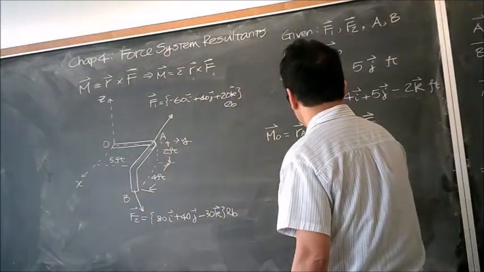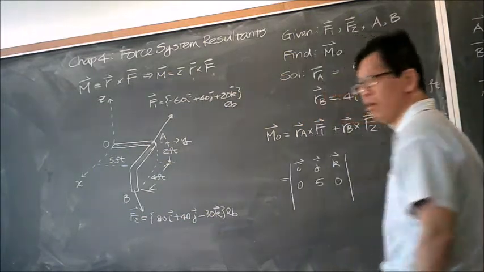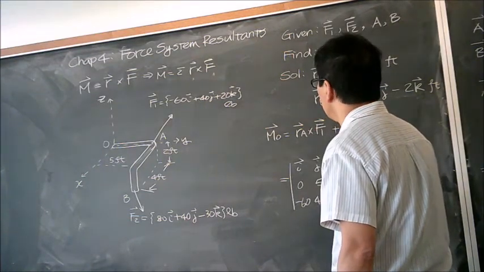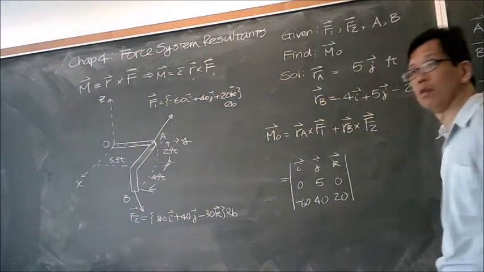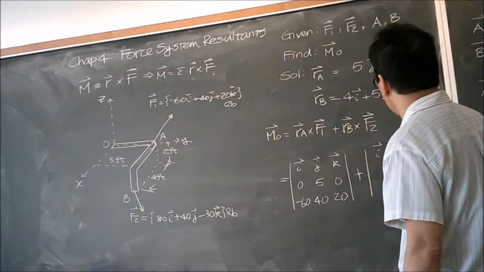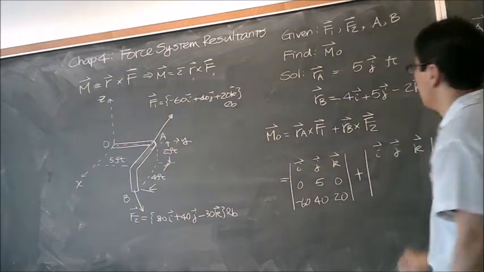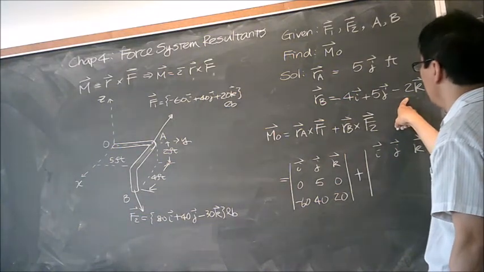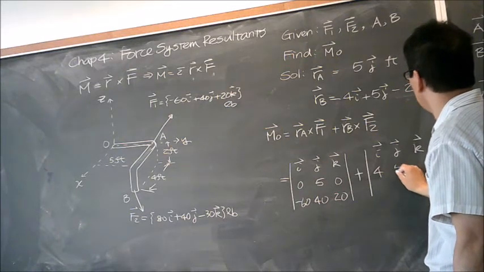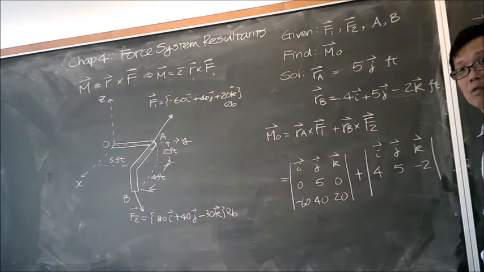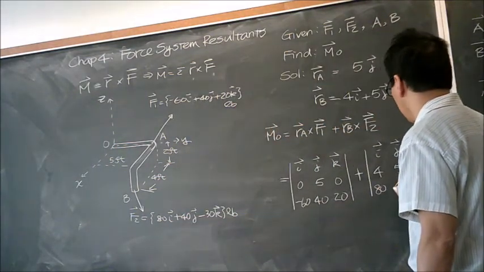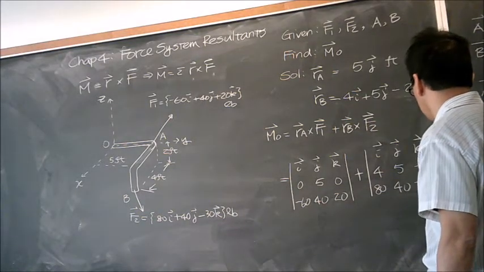So in this case, it's going to be 0, 5, 0. F1 is going to be negative 60, 40, 40. For the second part, it's going to be I, J, K. The position vector is going to be 4, 5, negative 2. The force is going to be 80, 40, negative 30.